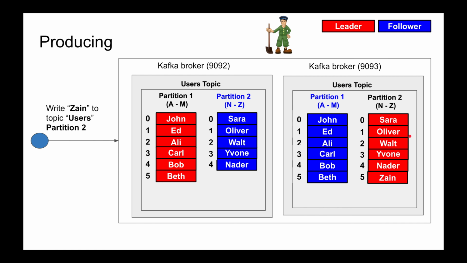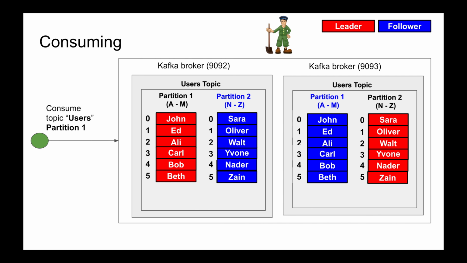Once it does that, we just wrote to partition 2 on 9093. The follower needs to read that information and copy it. That's what we do. Seems good. How about consuming?